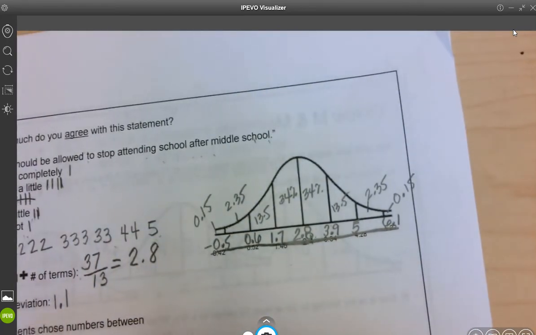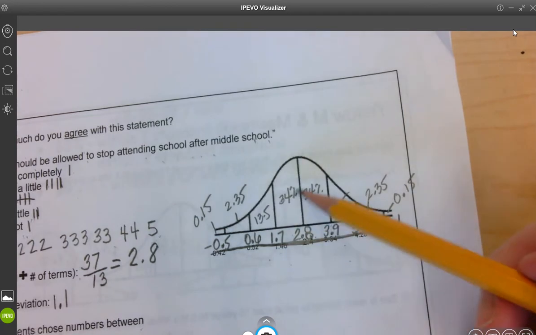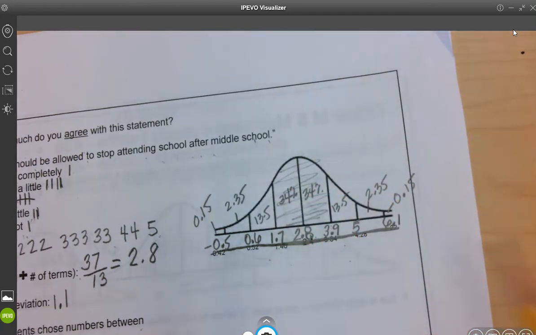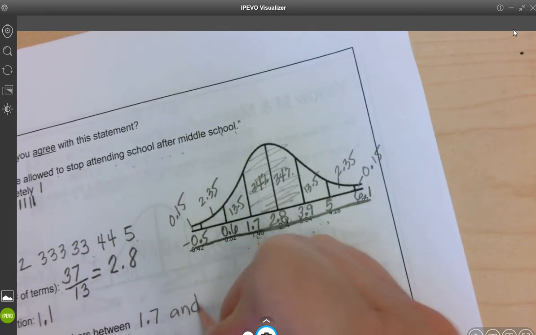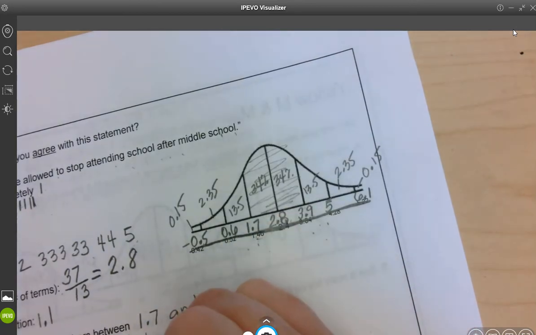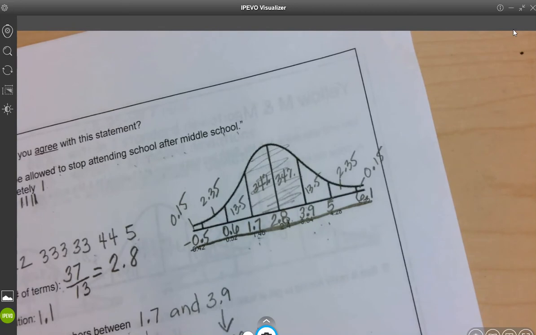Okay, so 68% of the students, the middle 68%, they chose between what numbers? Here's your middle 68% right here. See it? What numbers did they choose between? The low number is? Yep, and the high number is 3.9. So they chose between 1.7 and 3.9. Now 1.7 is closest to 2, so that would be disagree a little. And 3.9 is closest to 4, and that's agree a little. So most of you were in the middle. Not many people had really extreme views, like agree a lot or disagree completely. Most of you were somewhere in the middle.